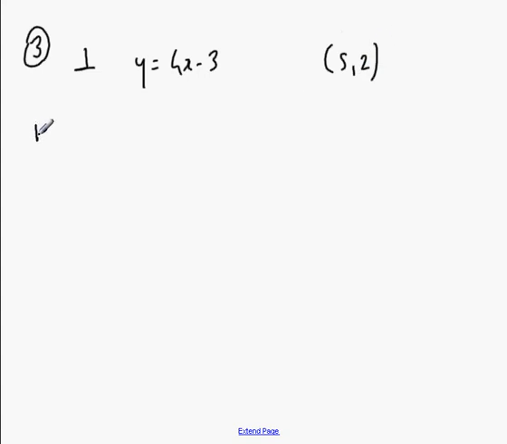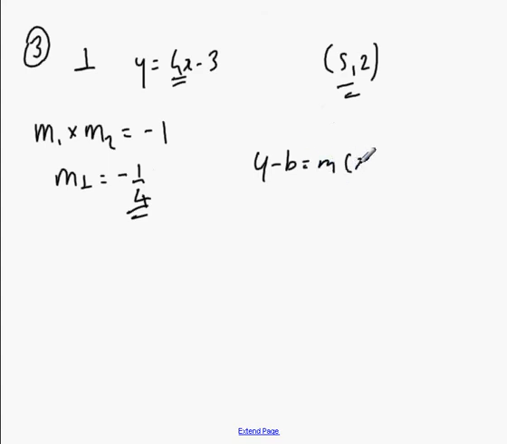Well, we know that the gradients of perpendicular lines multiply together to give -1. The gradient of this line is 4, therefore the perpendicular line must have a gradient of -1/4. So we flip over the 4, that becomes 1/4, and invert the sign, -1/4. So we've got the gradient and point, and it's y - b = m(x - a). Subbing in, y - 2 = -1/4(x - 5).